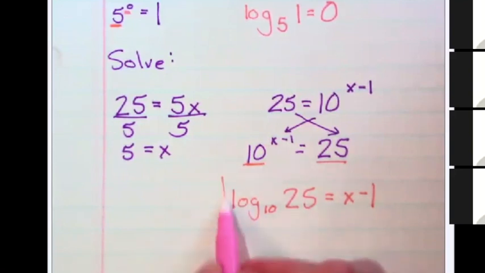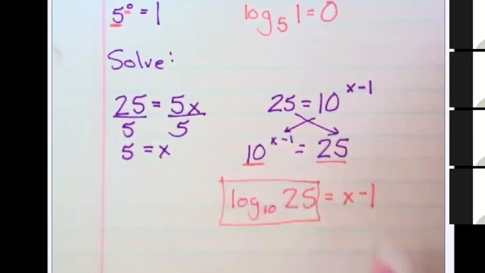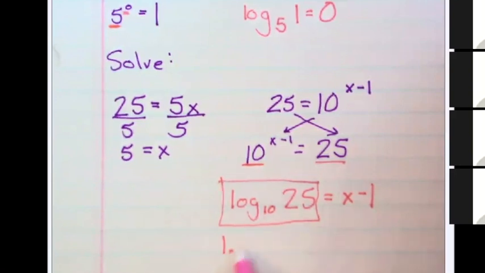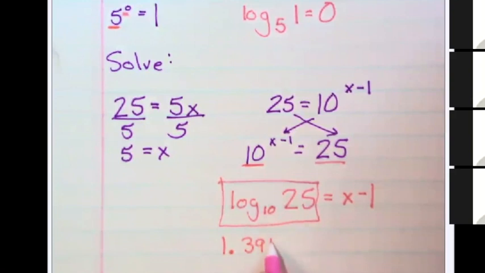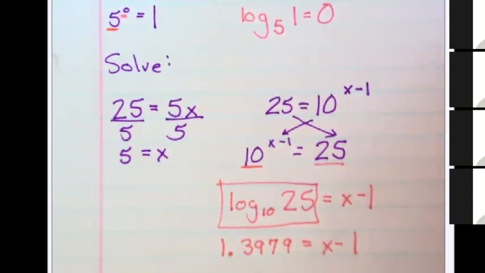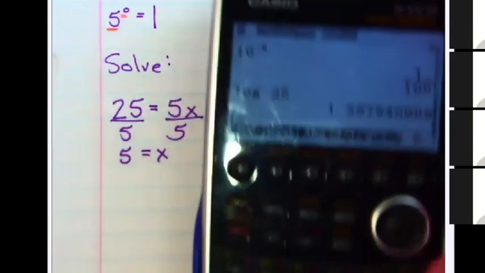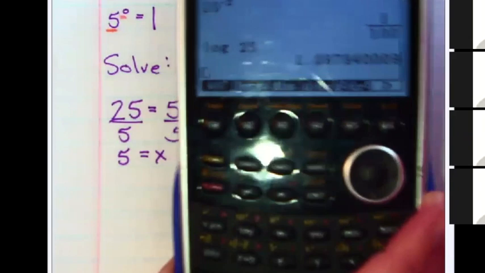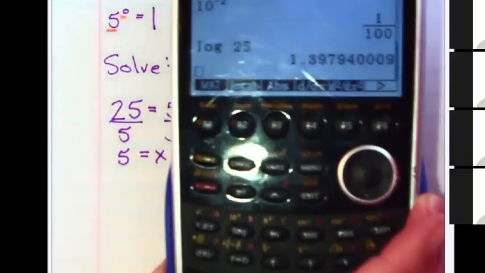Now this part, no variables left on this side. I can just type that into my calculator and see what it's equal to. If we do log base 10 of 25, we get this long decimal, 1.3979, and it goes on 40009. So if you type it in, you get that long decimal. And then we know exactly how to solve that. We just need to add 1 to both sides to get that x completely by itself. So all I did was type this into my calculator. You can see I typed in log of 25. I could have typed in log base 10 of 25, but it means the same thing.